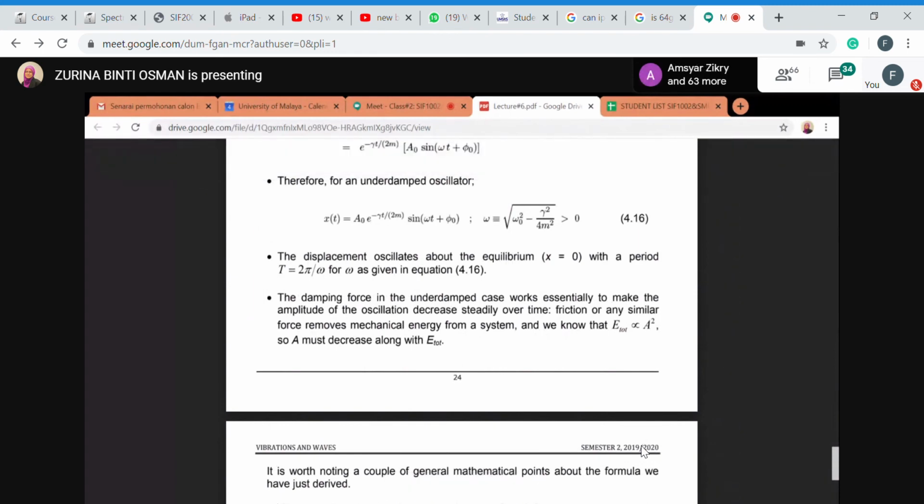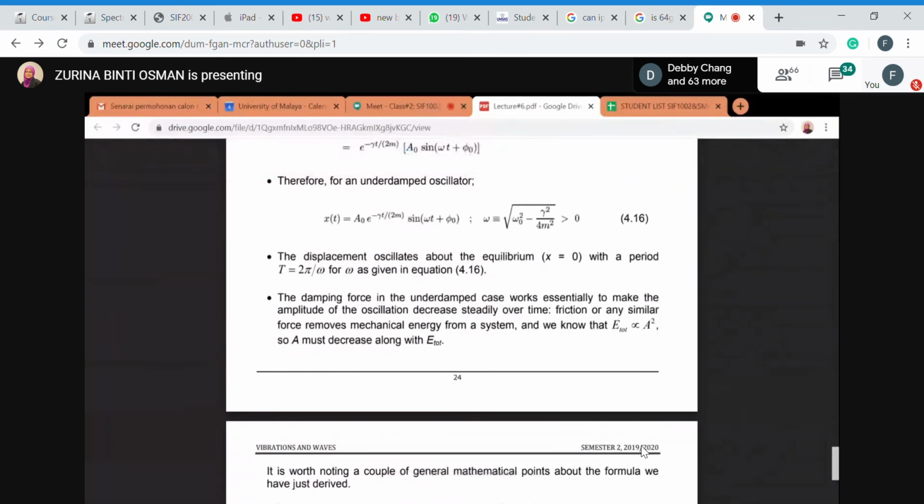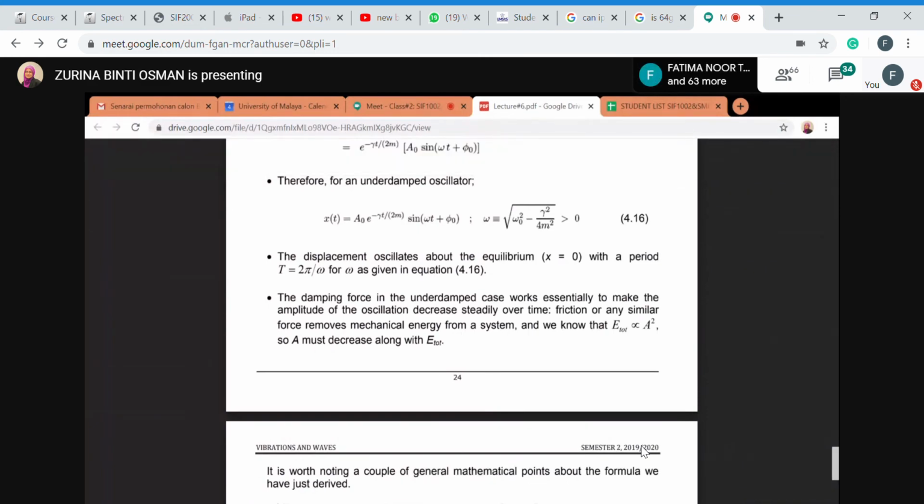Because you can see that here it involves the sine function, compared to the other two cases. So the displacement oscillates about the equilibrium of x equal to 0 with a period of T equal to 2 pi over omega for gamma, as given in equation 4.16.